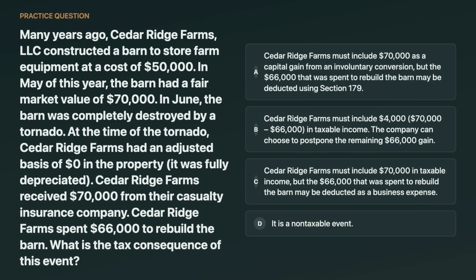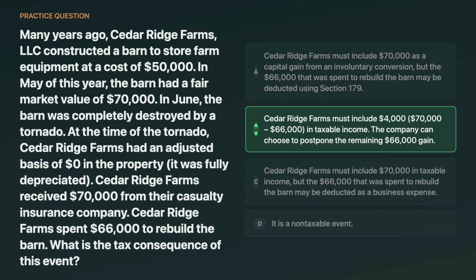Cedar Ridge Farms built a barn years ago for $50,000. This year it's worth $70,000. Then it's destroyed by a tornado. At the time of the tornado, the adjusted basis is zero because it's fully depreciated. Insurance pays $70,000 and the farm spends $66,000 to rebuild. What's the tax consequence? Options include recognizing all $70,000, recognizing only $4,000 with deferral, or treating it as non-taxable. Think about it.